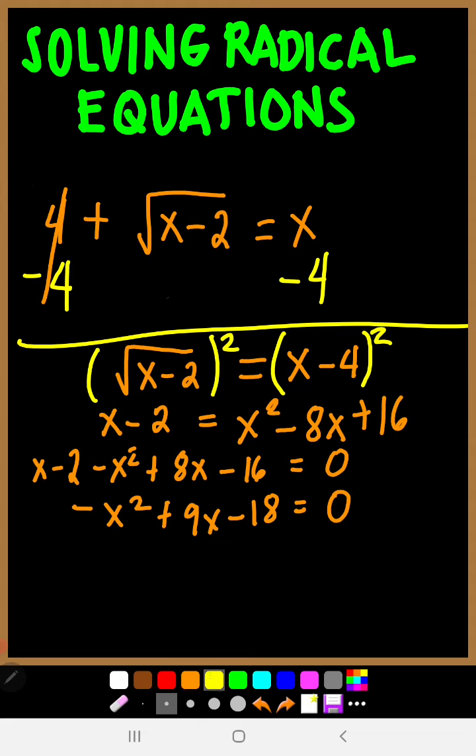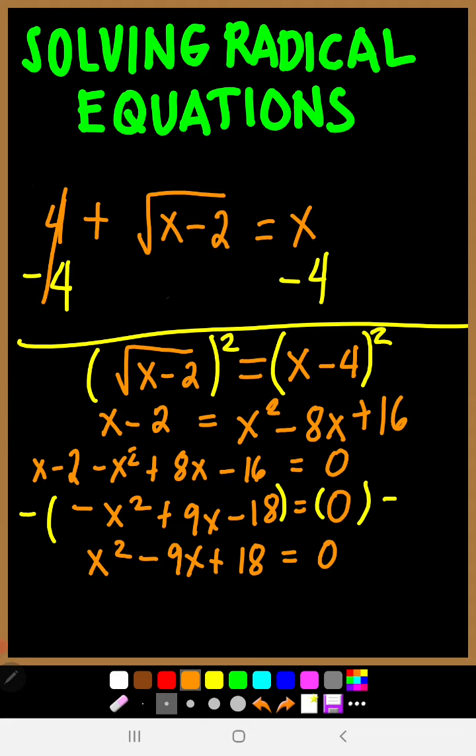Let us remove the negative sign. So we multiply both sides with negative. Okay, so this becomes x squared minus 9x plus 18 equals 0. So during your first quarter, you learned how to solve quadratic equations wherein it's either you factor or you complete the square or use the quadratic formula. So let us use factoring.